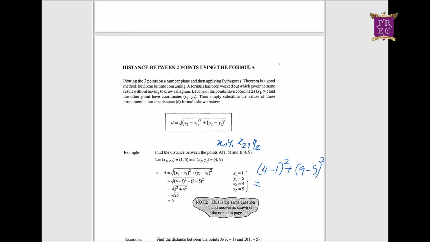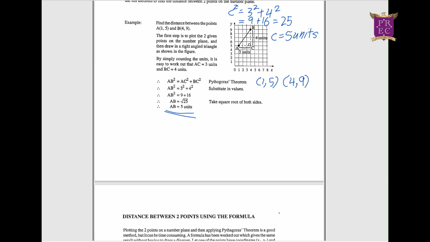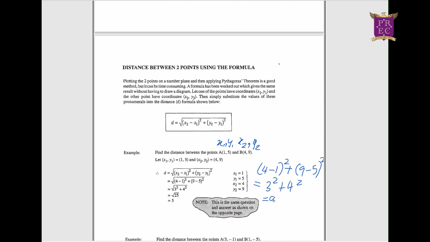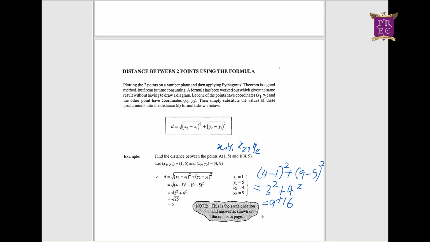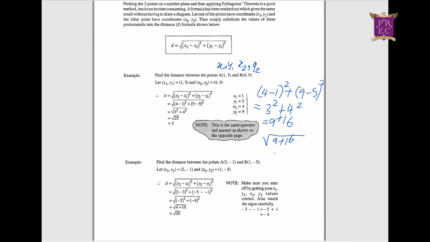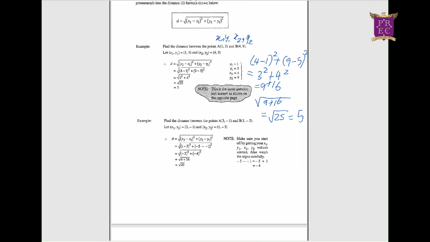So what's 4 minus 1? Gives us 3 squared. 9 minus 5, 4 squared. We get the same as before when we did the normal Pythagoras. So we have 9 plus 16, and add them up, which gives us root 25, simplifies to 5 units. As easy as that. It doesn't matter which coordinate becomes x1 and y1. This could be x2 and y2, and this could be x1 and y1, and you can still get the same answer. Let's do it a different way for this one.